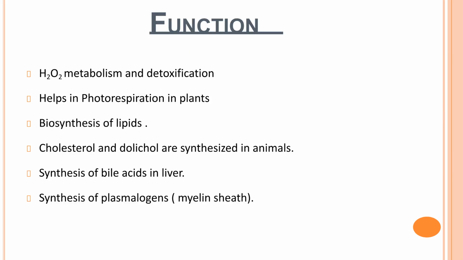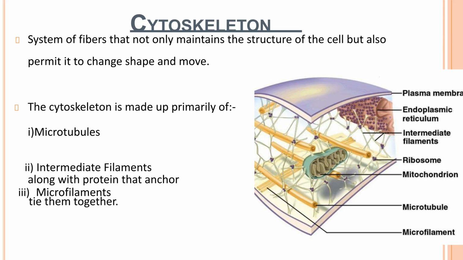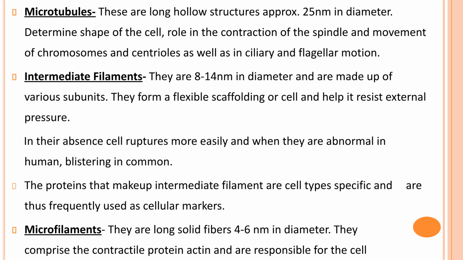The cytoskeleton is a system of fibers that maintain cell structure and permits changes in shape and movement. It is primarily composed of microtubules, intermediate filaments, and microfilaments along with anchoring proteins. Microtubules are long, hollow structures that determine cell shape and are involved in chromosome movement and ciliary motion. Intermediate filaments provide scaffolding and resist external pressure. Microfilaments, comprising actin, are responsible for cell motion. The cytoskeleton is involved in the movement of chromosomes, cell movement, the movement of secretion granules, and the movement of proteins within the cell membrane.